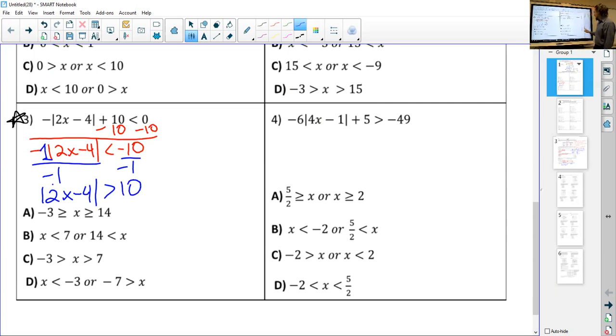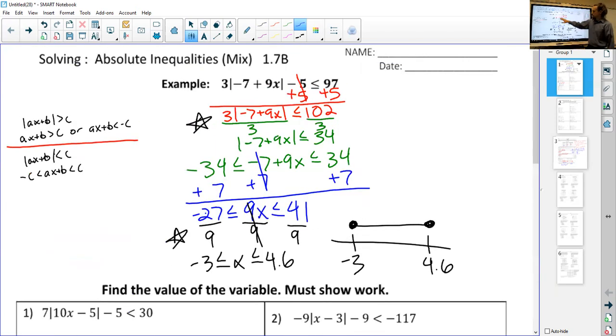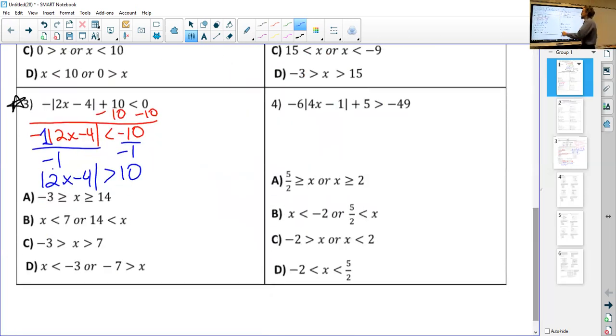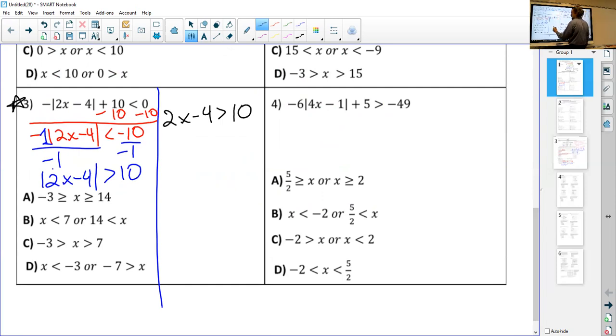So since it's now a greater than, our rule says it's going to be ax plus b greater than c, or ax plus b less than -c. So we're going to split this up into two separate equations. I'm going to try to fit this all in this one little box here. Wish me luck. So 2x minus 4 is going to be greater than 10, or 2x minus 4 less than -10. Okay? We're just going to solve both of those.